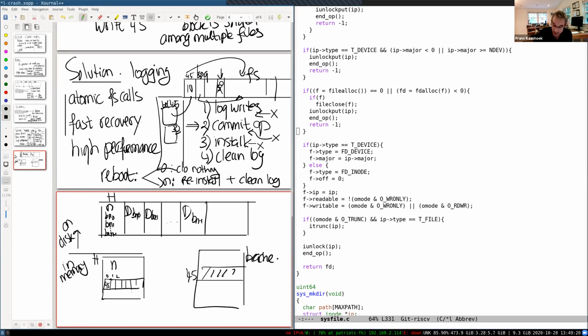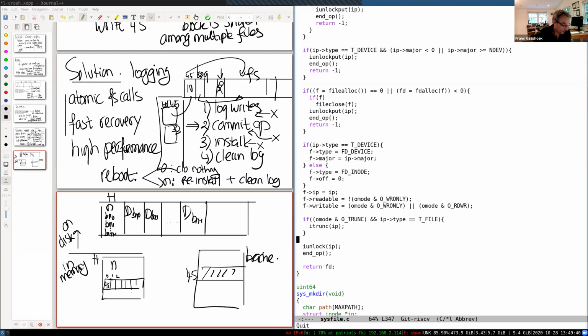But nothing really happens until end op, and at end op time, we're basically going to put things into the log, and then if we're done with putting everything in the log, we'll actually write the commit record or the log header. Okay.